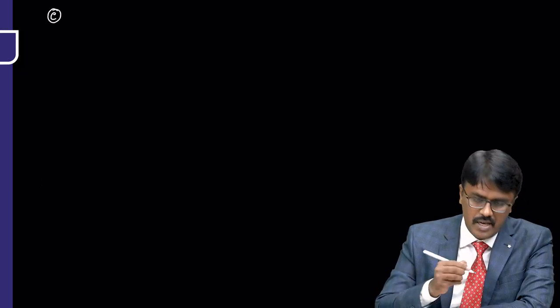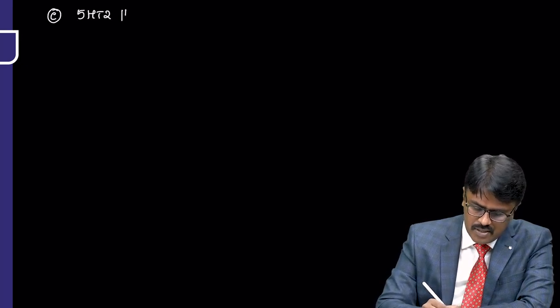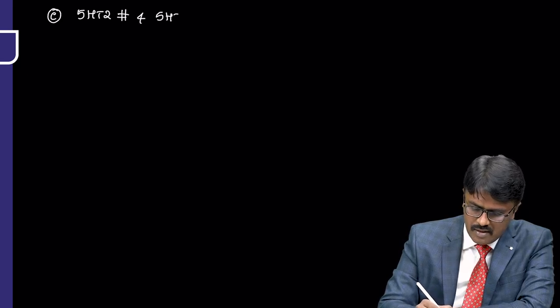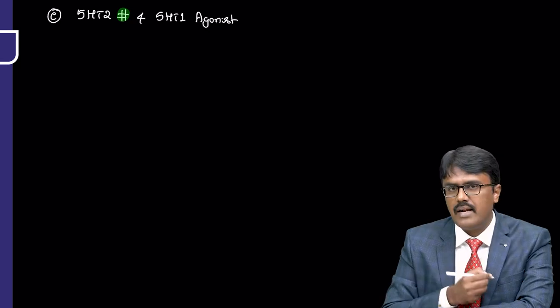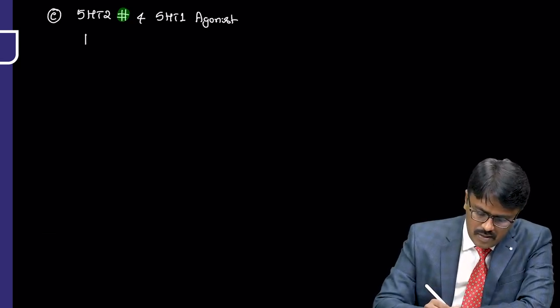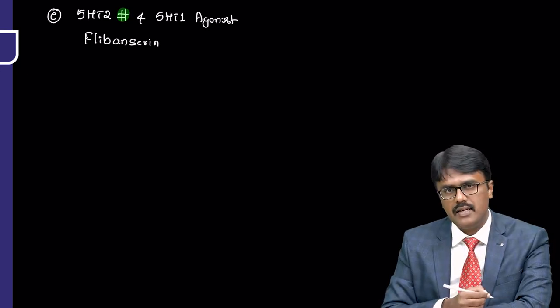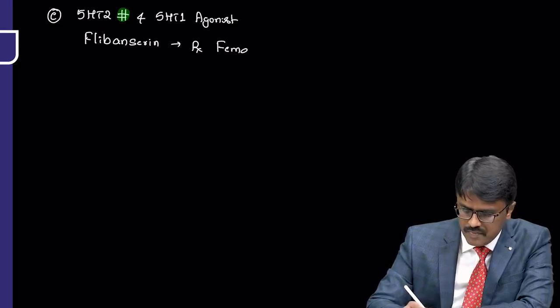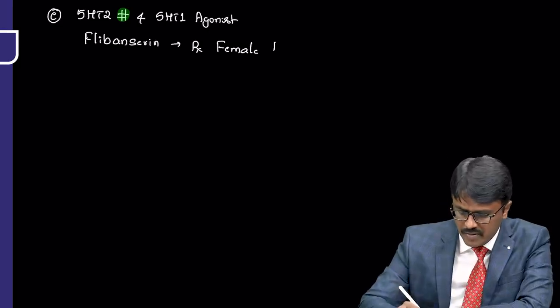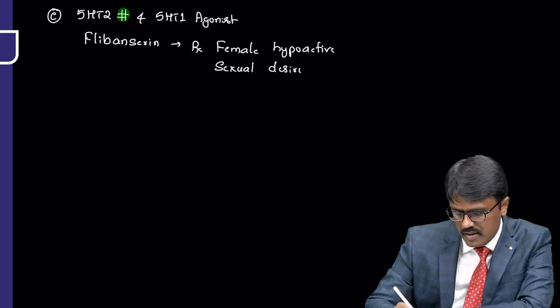Number 3, in 5-HT2, we have something called 5-HT2 antagonist and 5-HT1A agonist. So this symbol, what I am writing, is antagonist. The name of the drug is called flibanserin. Now, where do I use this? This drug is used in female hypoactive sexual desire disorder.